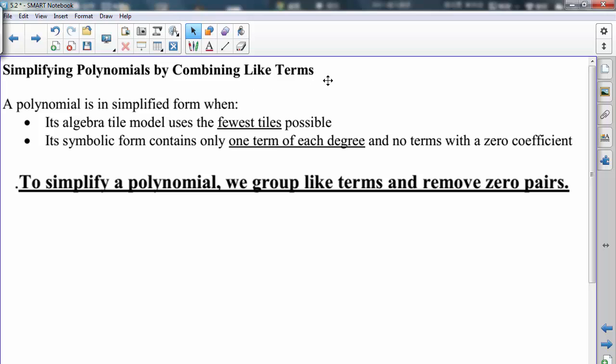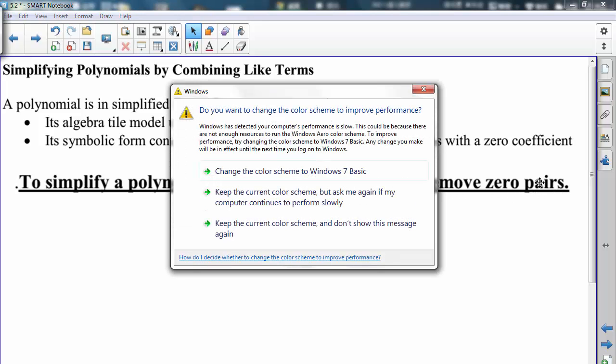Simplifying polynomials by combining like terms. A polynomial is in simplified form when its algebra tile model uses the fewest tiles possible. Its symbolic form contains only one term of each degree and no terms with a zero coefficient. So this is the definition for simplifying polynomials presented by the textbook. For me, I don't like this definition. I like the definition here: to simplify a polynomial, we group like terms and remove zero pairs.